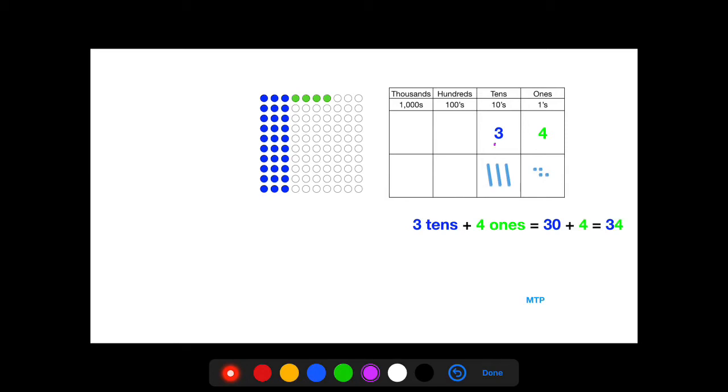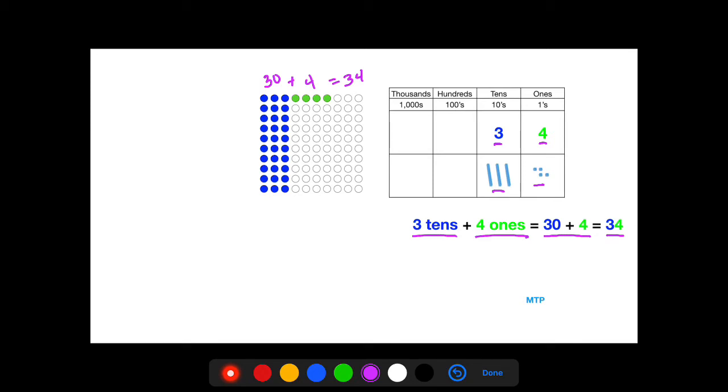So we've got 3 tens, 4 ones. And over here you can see my 3 tens is 30 and my 4 ones is just 4. And we can add it together and that is 34. So 3 tens, 4 ones, 30 plus 4 is 34.